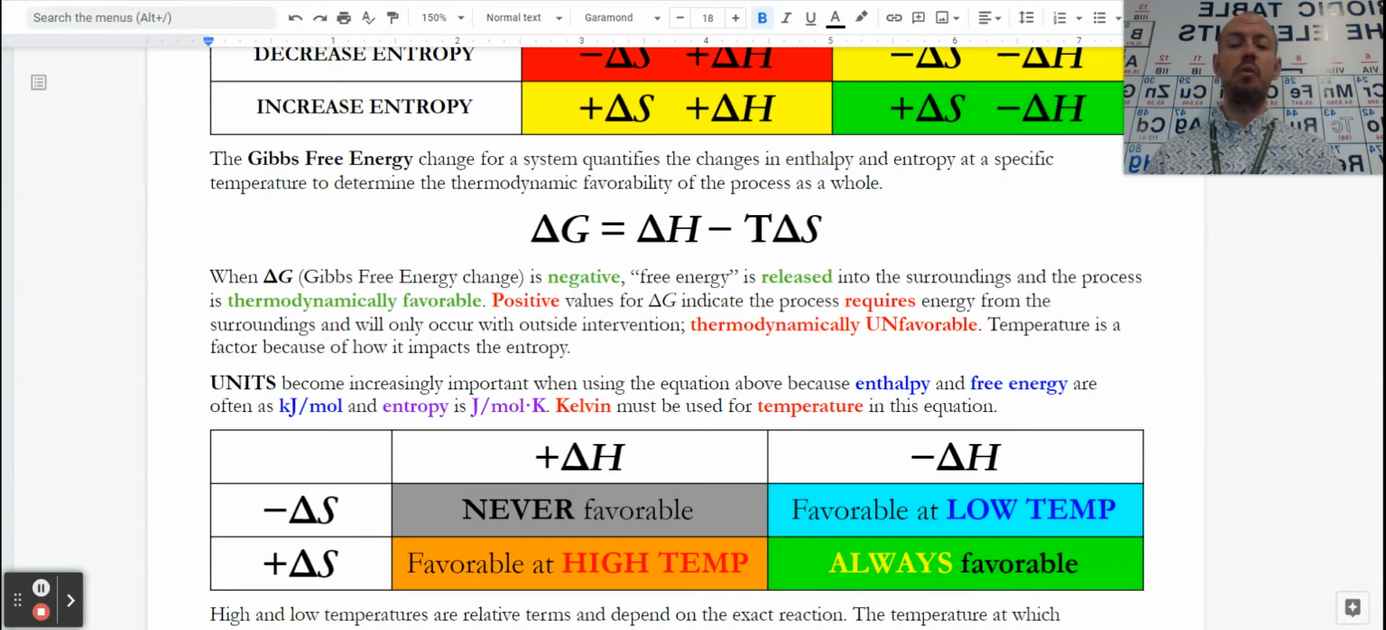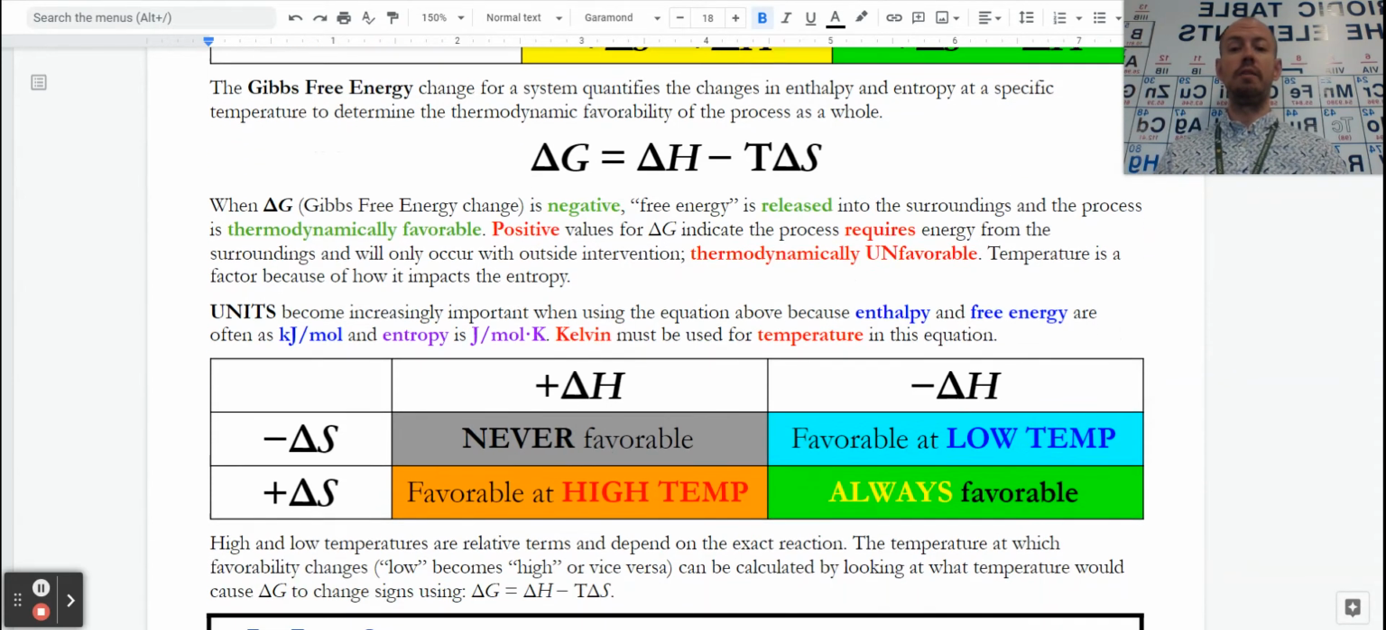The temperature is an important factor to this because of how it can impact our entropy. So that's why we have this equation that includes both of those. If we are doing this from a mathematical sense, we do need to pay a lot of attention to units. Our temperature has to be in Kelvin. Our enthalpy, our delta H, and our delta G are generally measured in kilojoules, but entropy is normally in joules. So you have to pay attention and do whatever conversion, either everything to joules or everything to kilojoules.